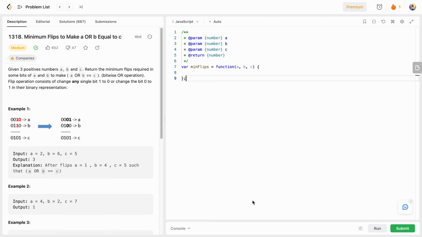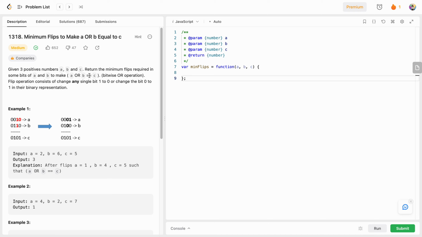Hello friends, today I'm going to solve LeetCode number 1318, minimum flips to make A or B equal to C. Here we are given three positive numbers A, B and C, and we need to return the minimum number of flips required in A or B so that we get A bitwise OR B equals C. So we are going to take the bitwise OR of A and B, and we need to get the value C.